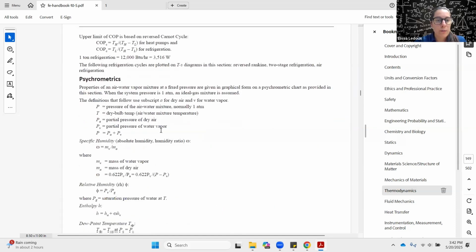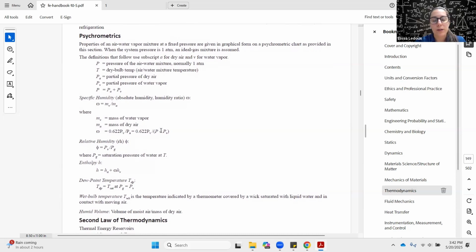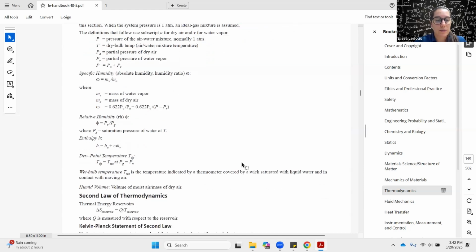So psychrometrics are like the water vapor, dew point temperature, dry bulb, wet bulb stuff. What I have heard from students who took it is that they were not expecting this stuff to be on there, but it definitely was. So you'll want to study this section and make sure that you understand about humidity and dew point temperature and wet bulb temperature and all that kind of weather related stuff.